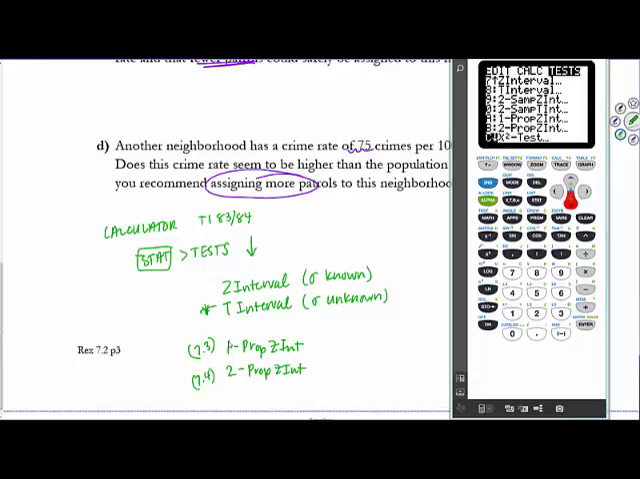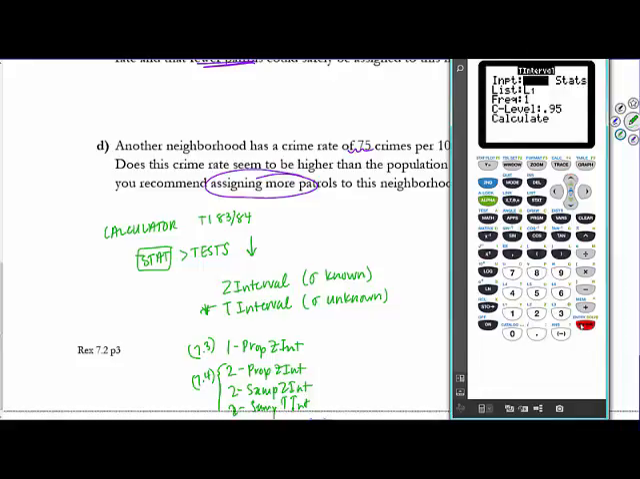And then 7.4 uses 2 proportion or 2 sample Z intervals or 2 sample T intervals. All of those are in 7.4. Right now we have a T interval, so we can go up and select T interval. It's all menu driven. It'll just ask you for the information it needs.